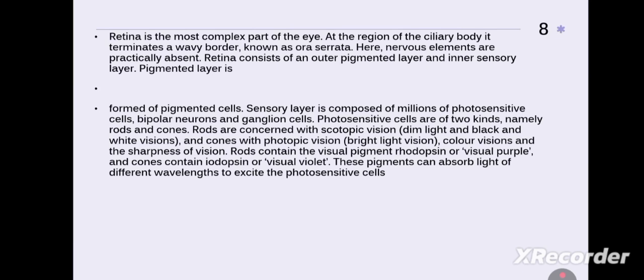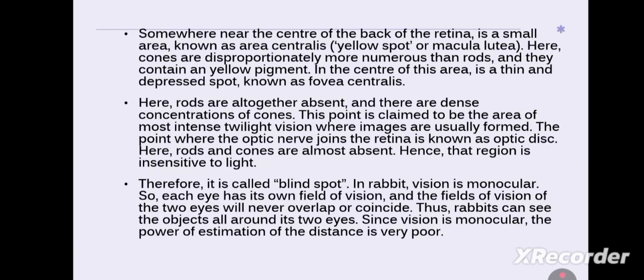Rods contain the visual pigment rhodopsin or visual purple, and the cones contain iodopsin or visual violet. These pigments can absorb light of different wavelengths to excite the photosensitive cells.